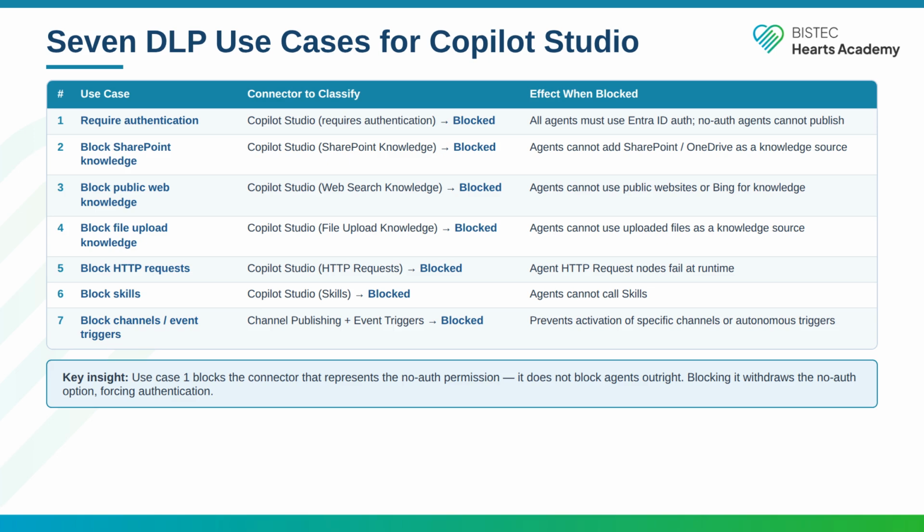Move the channel publishing and event triggers connectors to blocked. This prevents makers from activating specific channels or creating autonomous event-driven agents. Use this to enforce that agents operate only interactively within approved channels.